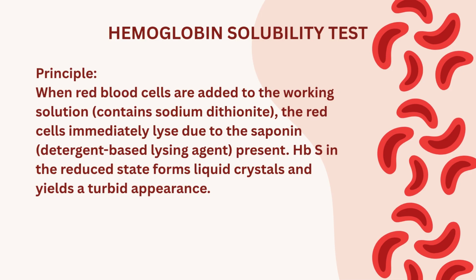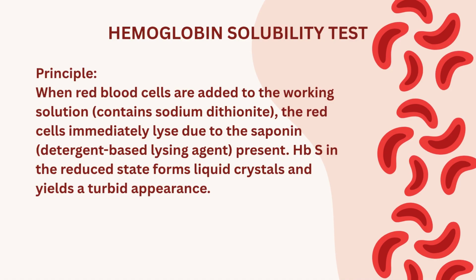So the principle of the hemoglobin solubility test: when red blood cells are added to the working solution containing sodium dithionite, the red cells immediately lyse due to the saponin. Saponin here is the detergent-based lysing agent present. Hemoglobin S in the reduced state forms liquid crystals and yields a turbid appearance.